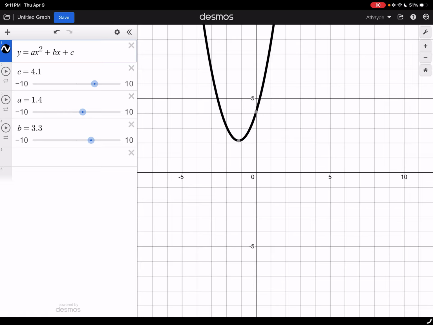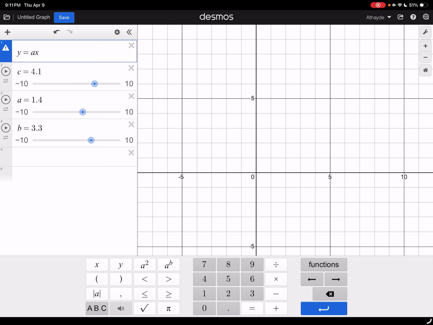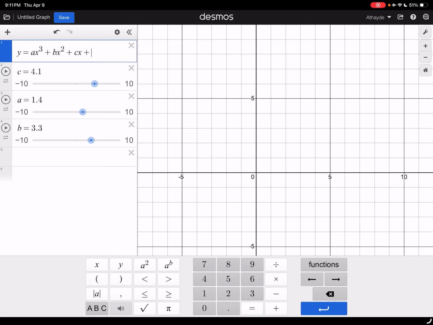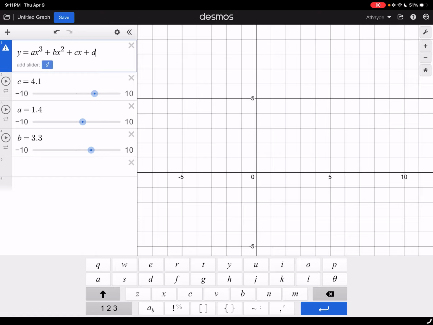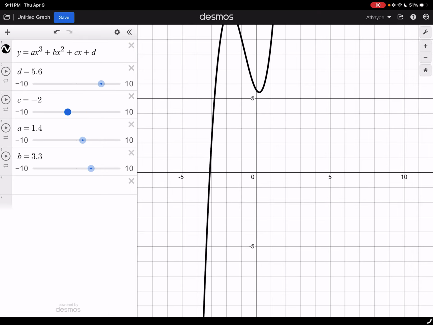Again, you can tap on the function, check out the x and y intercepts. We can also note the vertex of the quadratic. That's something that gets highlighted in Desmos. And same when you look at cubic functions. So ax cubed plus bx squared plus cx plus d. Again, it's going to ask you if you want to add a slider. Of course we do. And we're just going to play around with those values and see what happens as we do so.